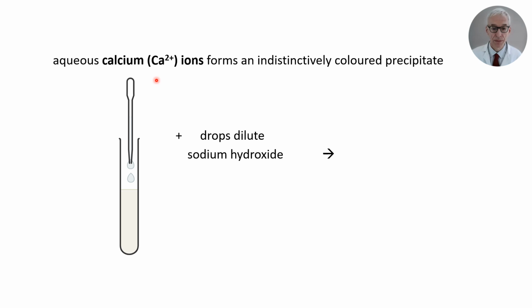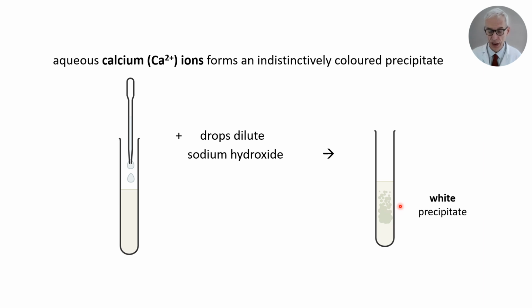Calcium ions, calcium 2 plus ions, also form a precipitate. The complication being we form a white precipitate of course, calcium hydroxide. But we will see in the following slides there are other metal ions that form white precipitates. But the key point about calcium is that, as a precipitate, calcium hydroxide is insoluble in excess sodium hydroxide.